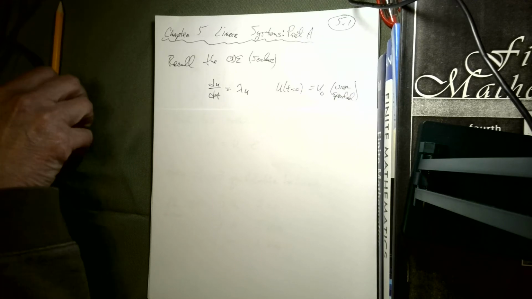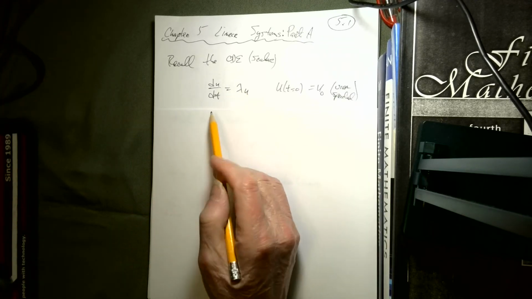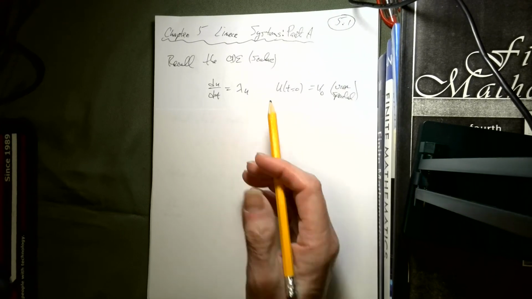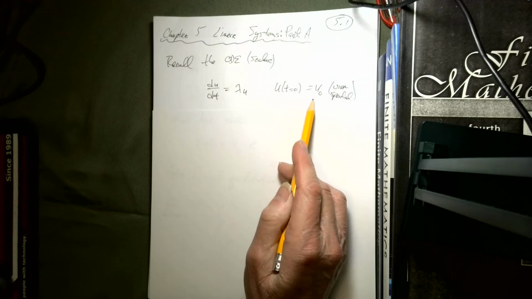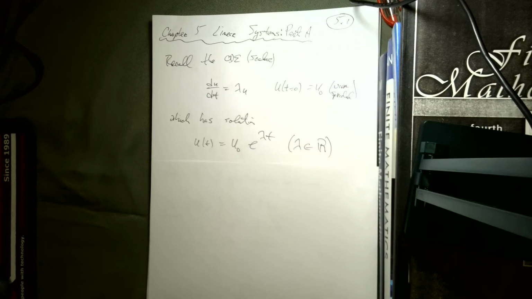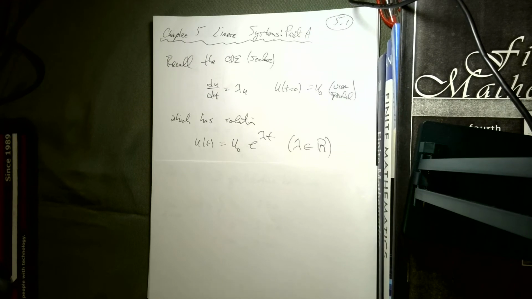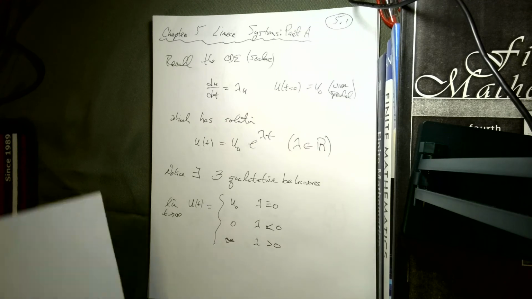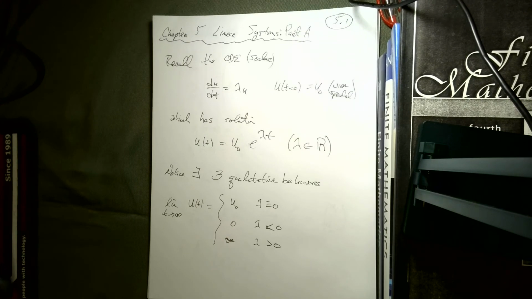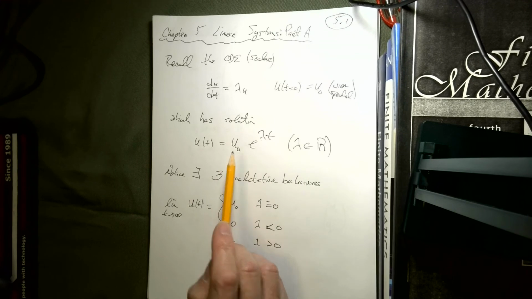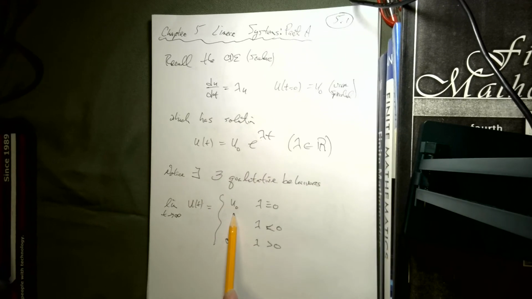I want you to remember that when we looked at the scalar ODE, du/dt equals lambda u, where lambda is a real number, and the user specifies the initial condition, the solution is very easy: separation of variables. And the only thing that can happen in this simple case is that if lambda is equal to 0, then this is a constant and your solution is just the initial condition.